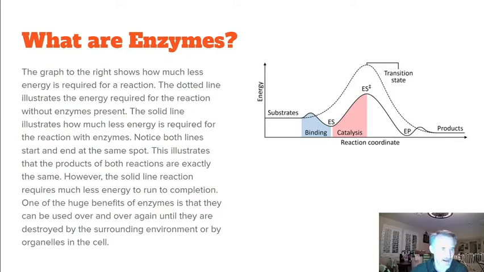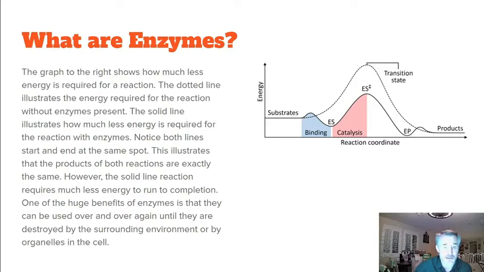So if you look at the graph, we kind of looked at it already, but we'll look at it again. The graph to the right shows how much less energy is required for a reaction. The dotted line illustrates the energy required for a reaction without enzymes, so it goes all the way up to the top, right? And the solid line down here is how much energy is required for the reaction with enzymes. Notice both lines start at the same spot, and they finish in the same spot, but the amount of energy required is a big difference between the two. So this illustrates that the products of both reactions are exactly the same. However, the solid line reaction requires much less energy to run to completion.